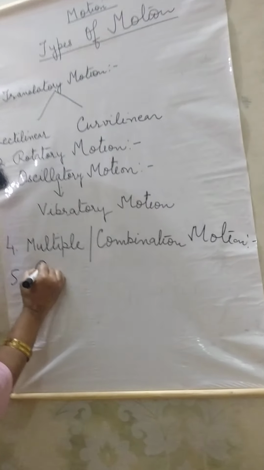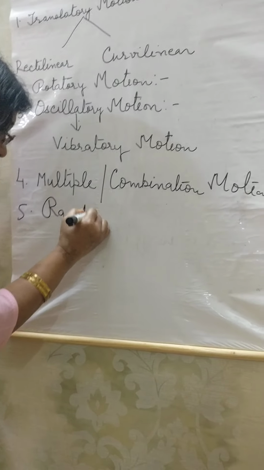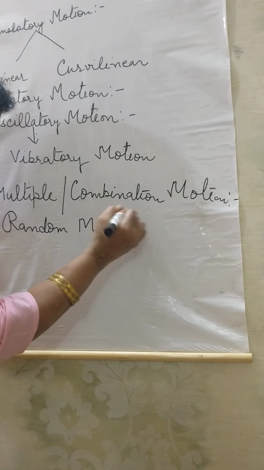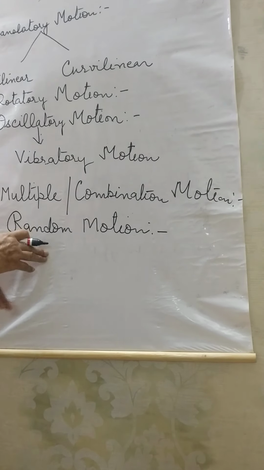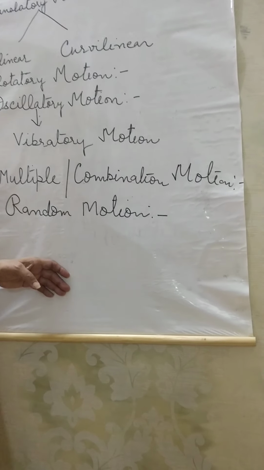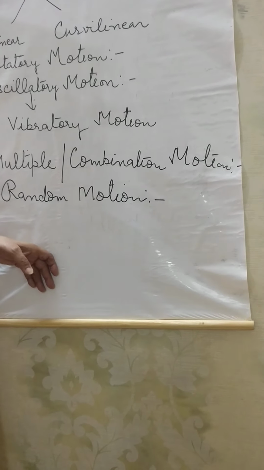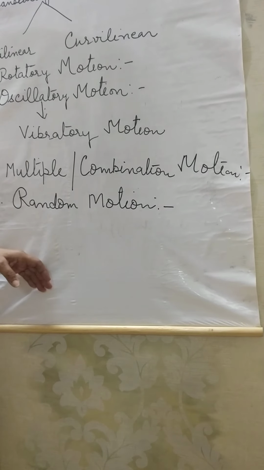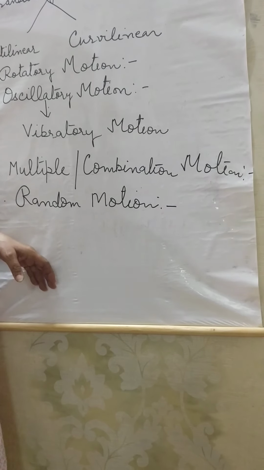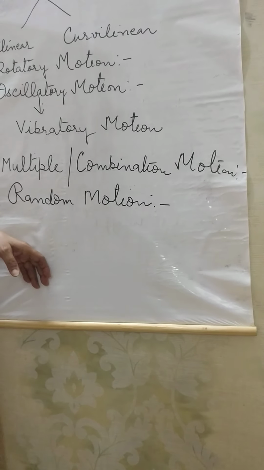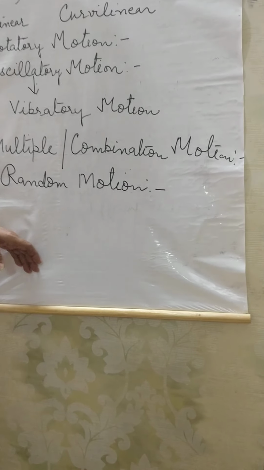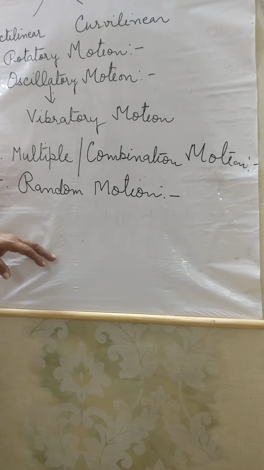Then comes random motion. Random, as from the word itself, means the object changes the type of the motion abruptly, with no particular motion, and it changes the direction of the motion also. For example, butterfly flying, flying of the mosquito, smoke moving around. These are some examples of random motion.